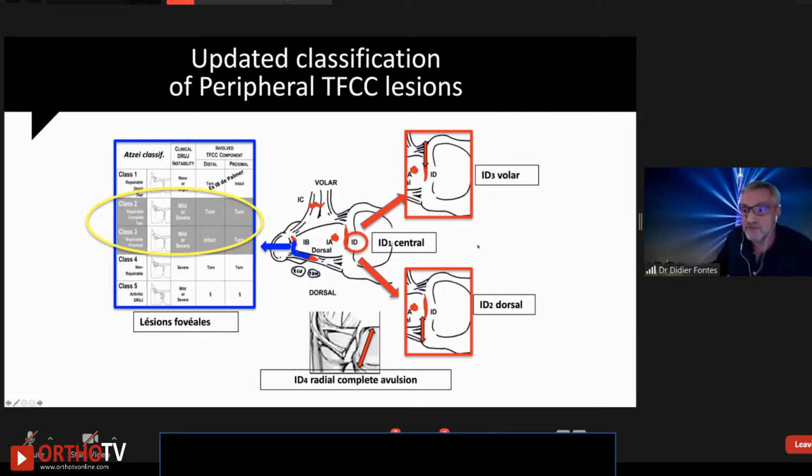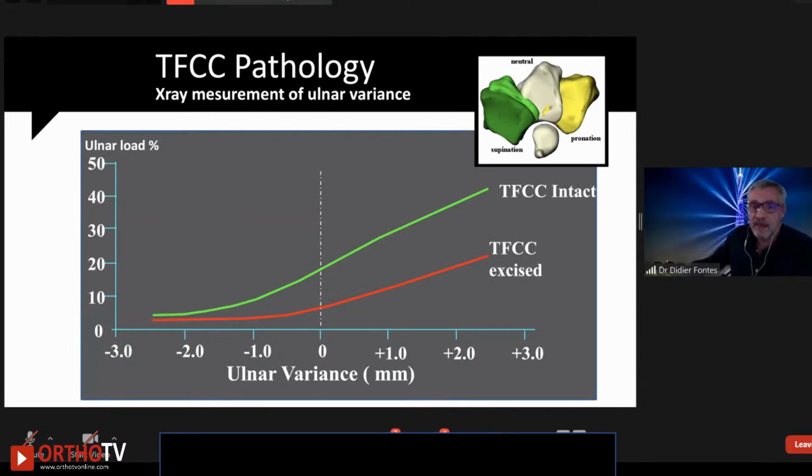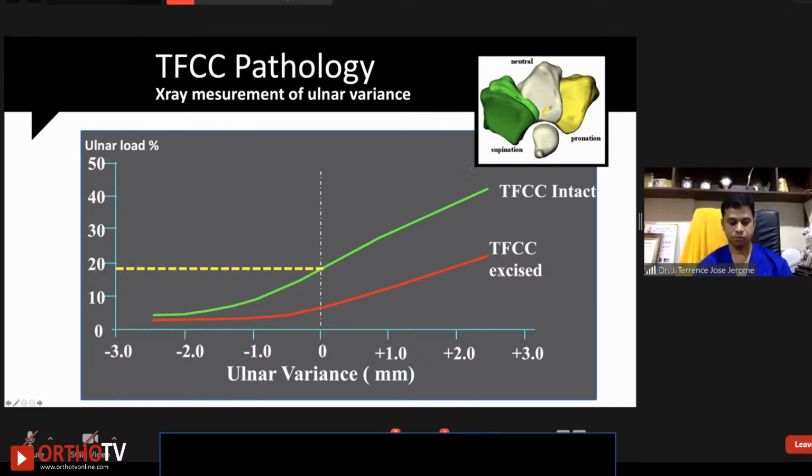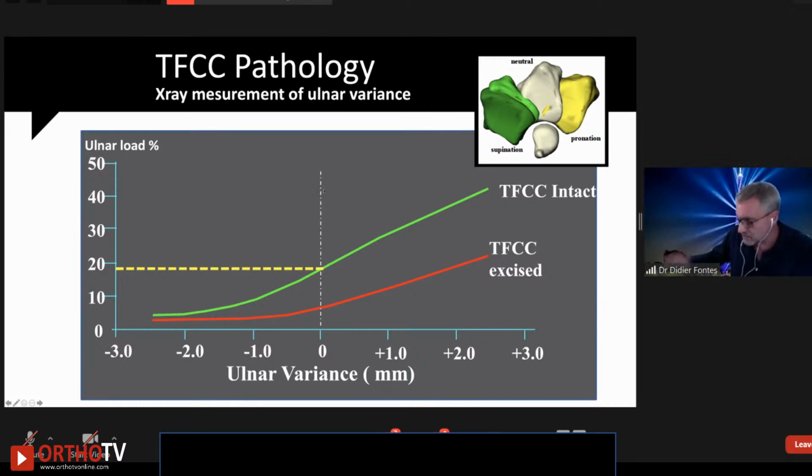So it's very important to have a good assessment of this type of lesion to define the accurate classification of the lesion. As you know, it's also important to assess ulnar variance, because normally for a neutral variance, there is an ulnar load inferior to 20% of the total of the loads. But as soon as the ulnar variance increases, you can observe up to 40% of ulnar load. So it's very important to assess this ulnar variance with a very good X-ray to know whether or not there is an overload on the ulnar side of the wrist.